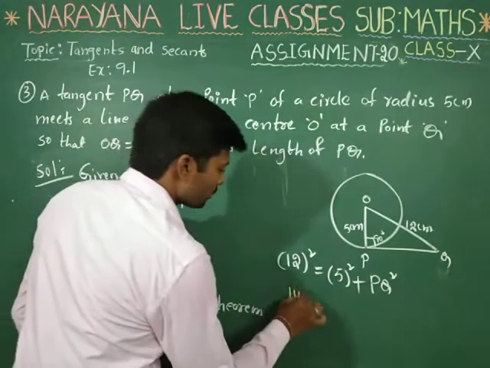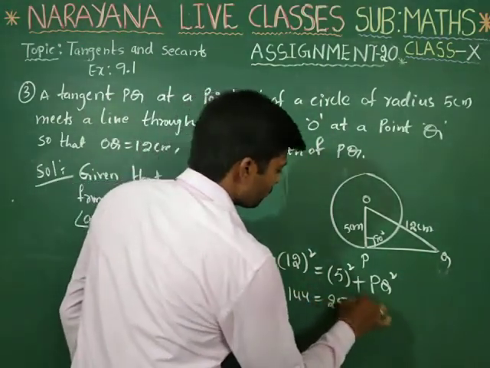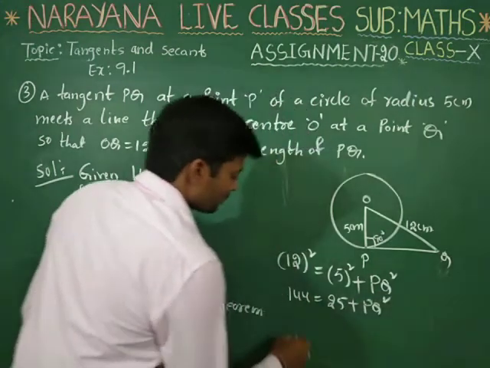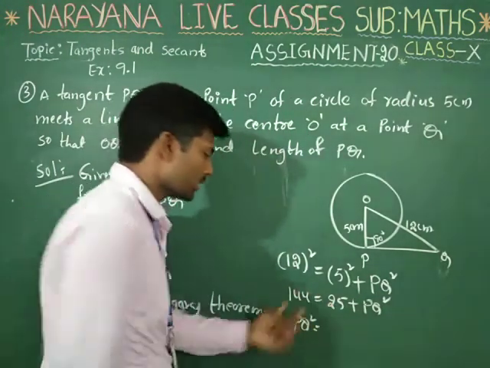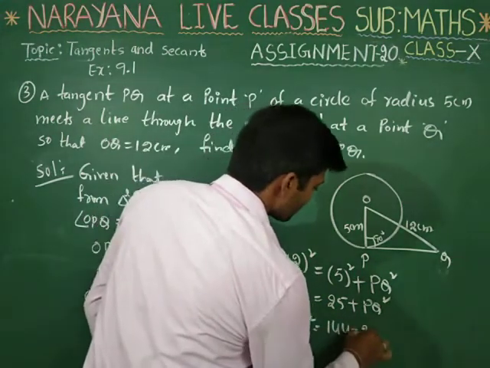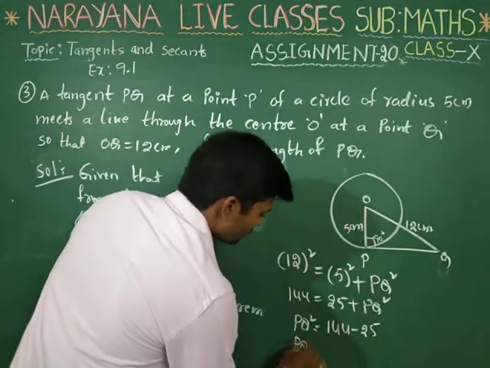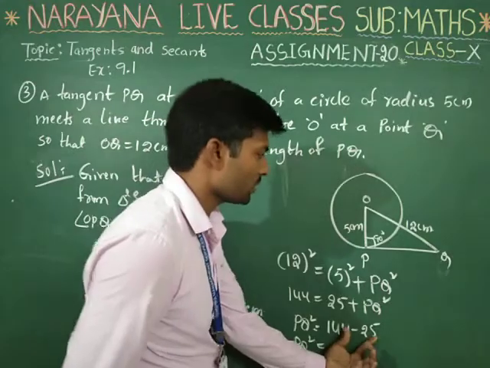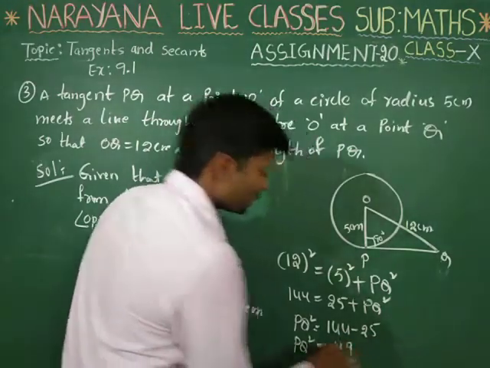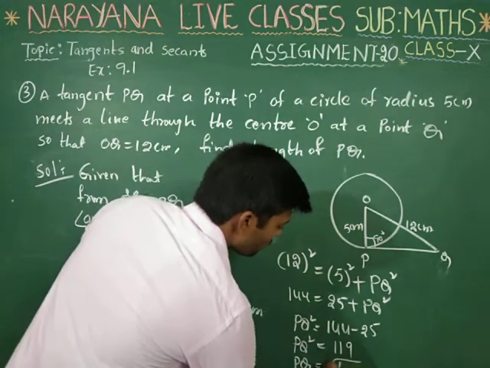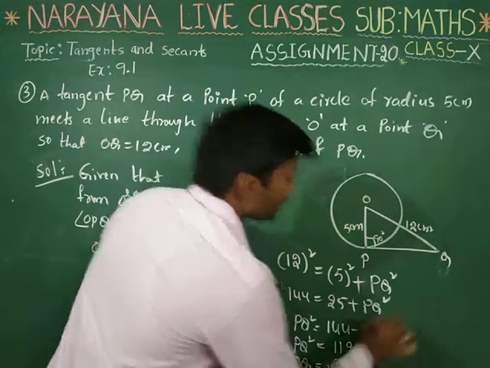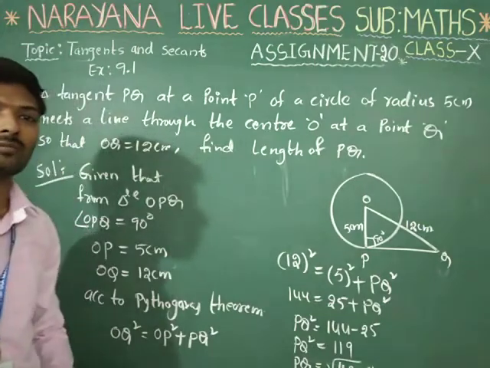It will become 144 is equal to 25 plus PQ square. If we send this 25 to this side, it becomes 144 minus 25. So PQ square is equal to the difference, which is 119. So what is the length of this tangent? Root of 119 centimeter.